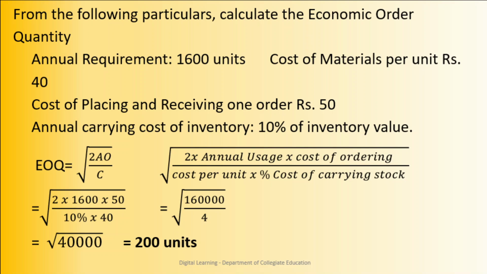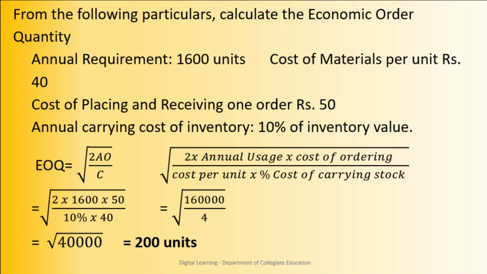Let's learn how to compute economic ordering quantity using the formula. Now, the first problem: from the following particulars, calculate the economic order quantity. The details given are annual requirements 1600 units, cost of materials per unit rupees 40, cost of placing and receiving one order rupees 50, annual carrying cost of inventory is 10% of inventory value.